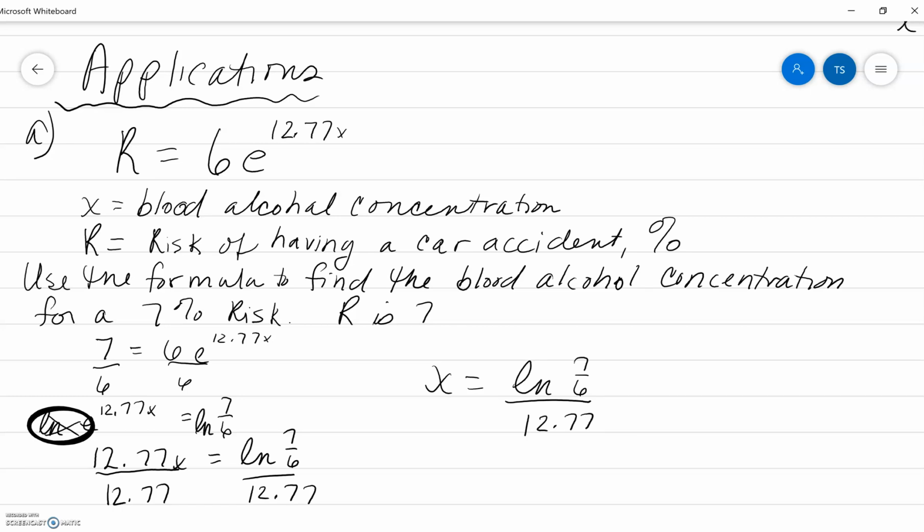Since I have x all by itself, it's safe to touch the calculator. And the blood alcohol concentration would be 0.012.